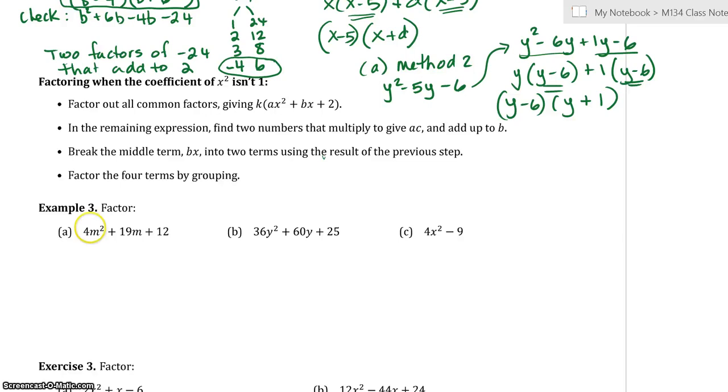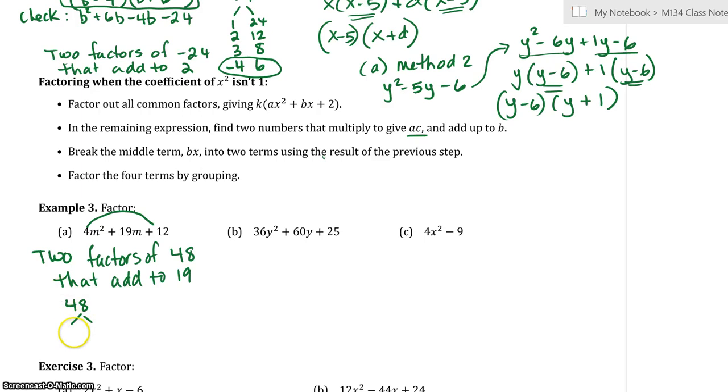So what we're going to do is multiply these two, and we get a times c. A times c is 48. And we look at 2 factors of 48 that add to 19. So let's just look and see if we can come up with those. So we have what? 2 and 24. We just kind of go through our list. Maybe 4. And I missed 3. 3, and if I divide that into 48, I get 16.